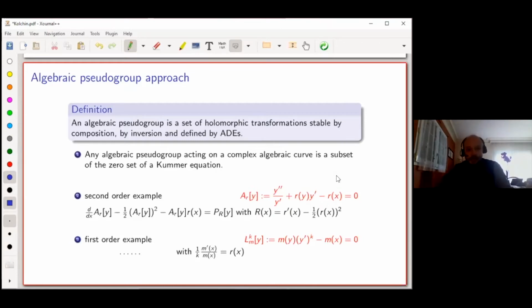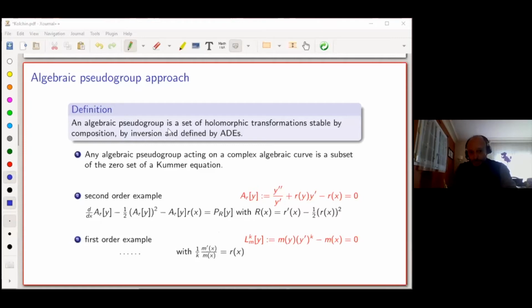Okay, so what I want to look at is how to use the algebraic pseudogroup structure to organize the proof and generalize some of this. So I will say something about the algebraic pseudogroups that appear in this context. So this is a rough definition.